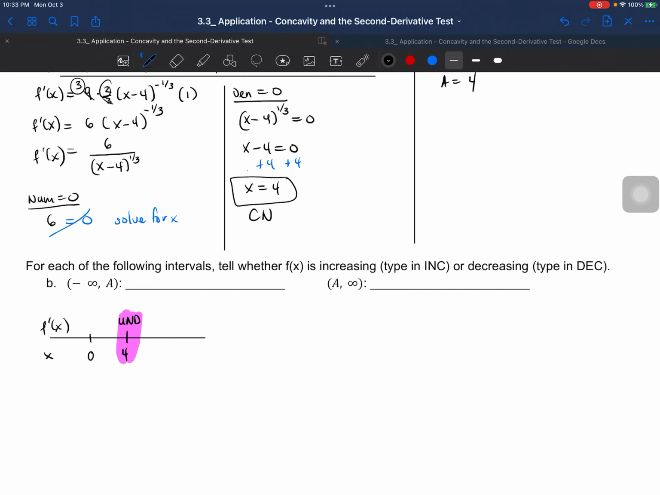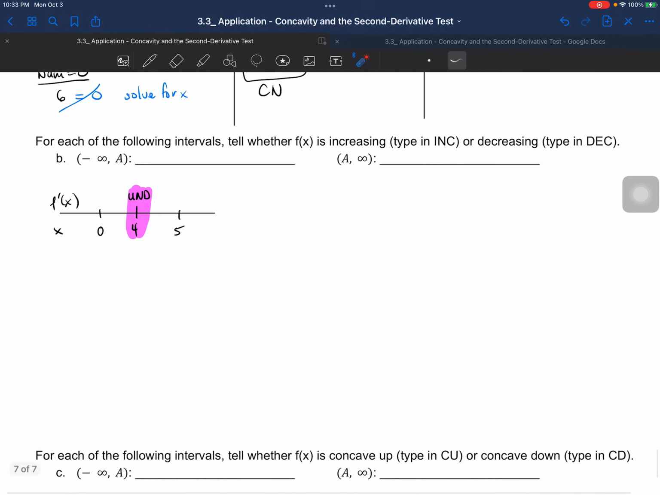So let's try plugging a number. So a number on the left side of 4 is 0, and a number on the right side of 4 is 5. So let's try to find out whether this is a positive or negative. Positive or negative. So all we gotta do is test the left side. So let's go ahead and do that.